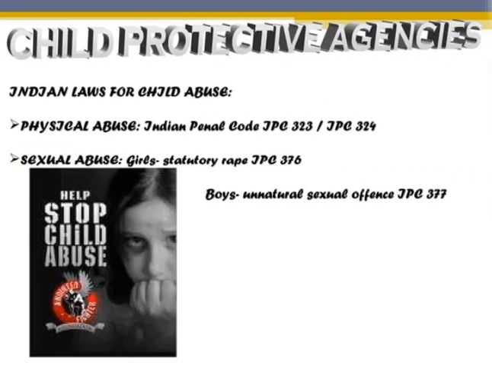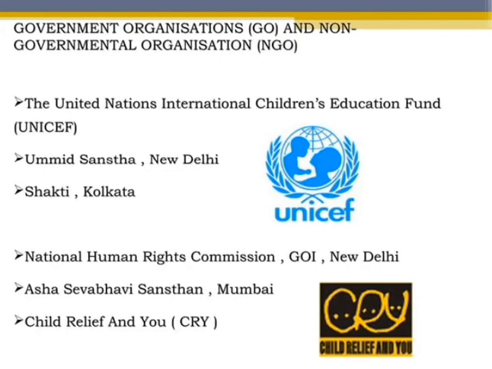Child protective agencies. Indian laws for child abuse: for physical abuse, Indian Penal Code IPC 323 and 324. In case of sexual abuse of girls, statutory rape, IPC 376. And in case of boys, which is an unnatural sexual offense, IPC 377. Government organizations and non-governmental organizations include the United Nations International Children's Emergency Fund, which is in New Delhi and Kolkata, Bhumika Sanstha, and Shakti.